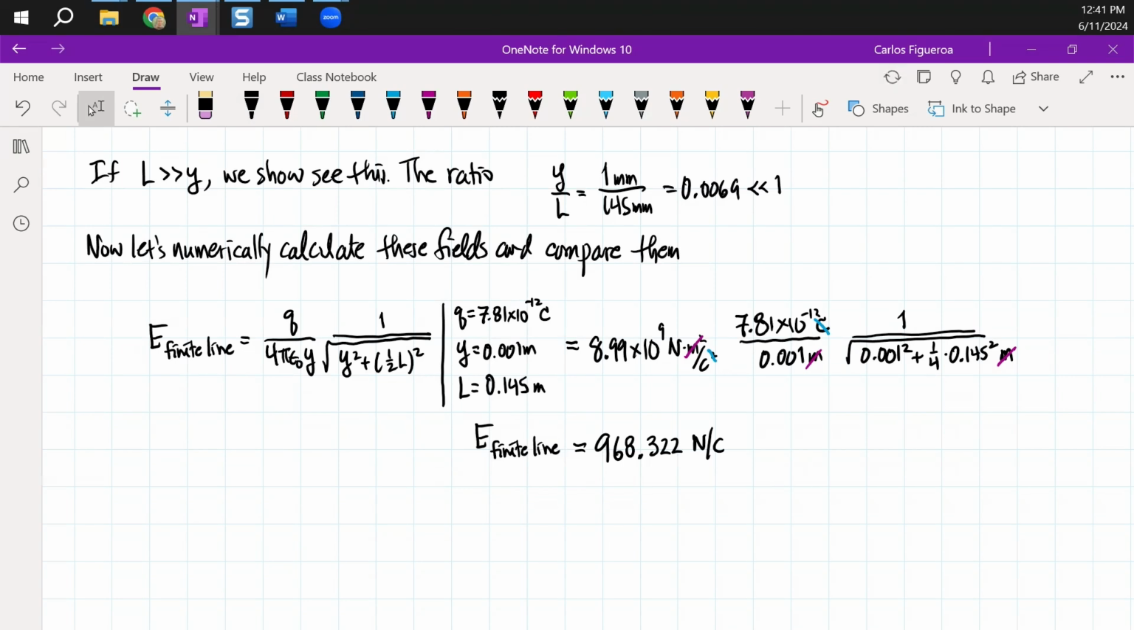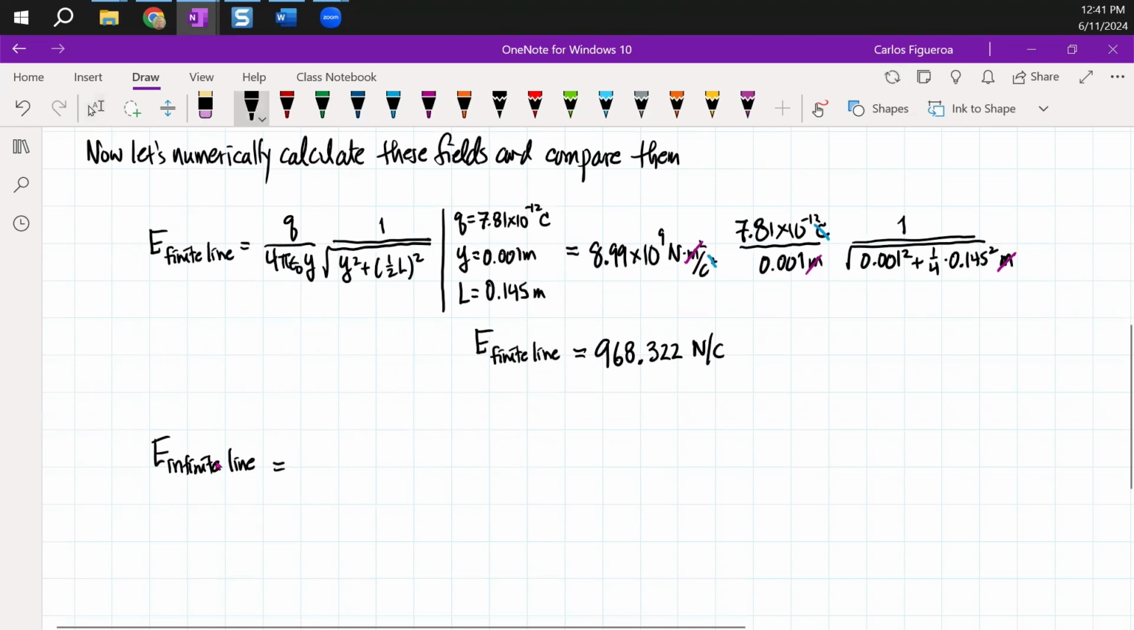Now, let's do that for the infinite line. So now I have the infinite line result. And when I look at this thing, I see that this is equal to 2 pi epsilon y, and then this is going to be 2q over L, which is the charge density. Now, wait, let me be careful here. That 2 is not there.